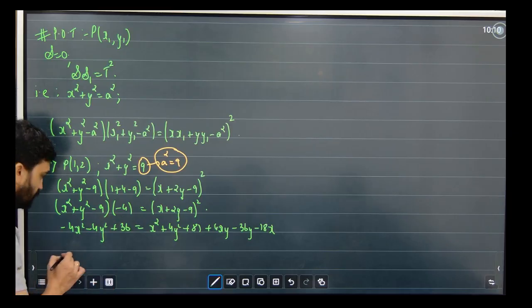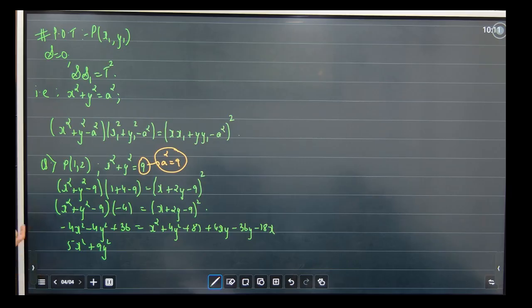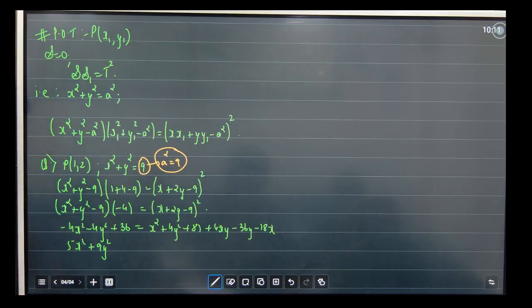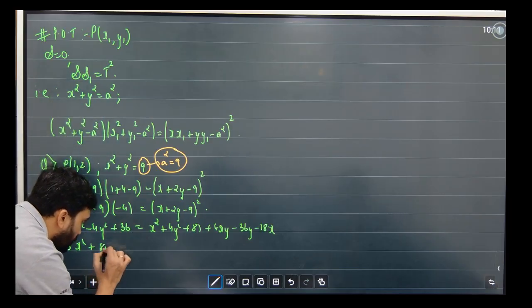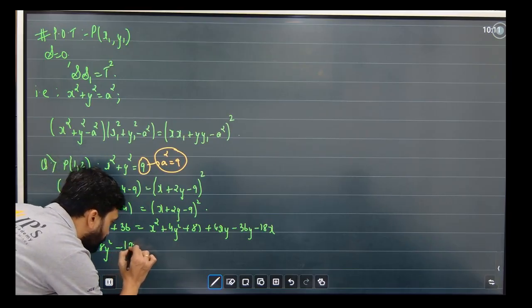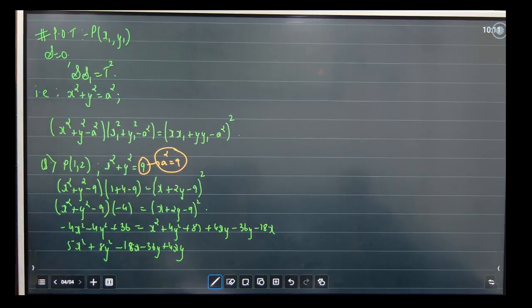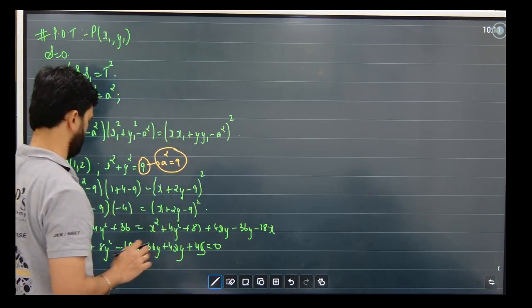Okay, and if you want to solve it further, this will become 5x square plus 8y square minus 18x minus 36y plus 4xy plus 81 minus 36 is equal to 0. Actually the coefficients of x square and y square should be 1, but okay, I've just taken a random point.